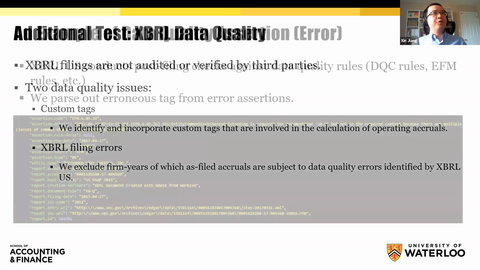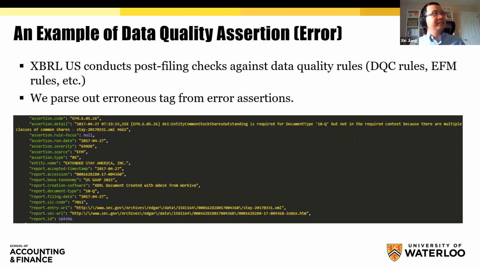And I'd like to spend a few more words about how to identify the erroneous tag. As I just mentioned, we receive a lot of help from XBRL US on this end. XBRL US is a not-for-profit organization. They have compiled different sets of data rules to check every XBRL filing against those rules, and an error message or error assertion will pop up if any of those rules get violated. And basically, we retrieve all of the error messages from XBRL US and parse out the erroneous tag from those messages and determine whether that erroneous tag has anything to do with the operating accruals.